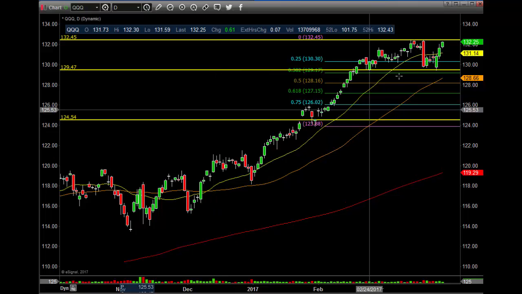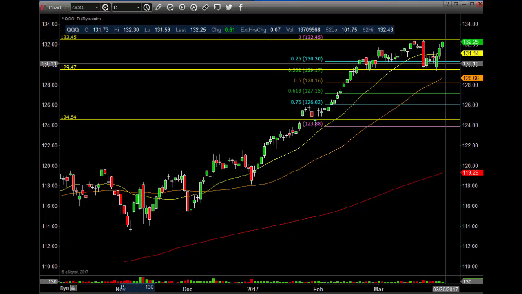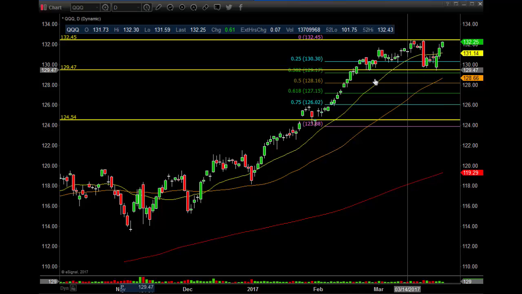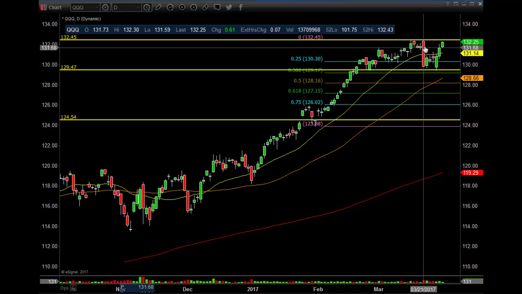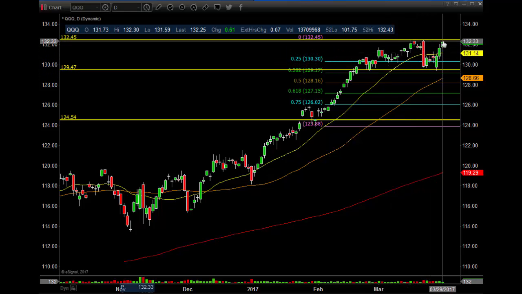Let's look at the Qs. Qs had a nice retrace, same pattern. Okay, so we're looking at this pattern on the Qs, pretty much the same thing. You have an inside bar going up to the all-time high, 132.43. Again, if it's bullish, it needs to get back above this inside bar and then shoot for the stars, basically 135, 134 area. But again, it needs to get above there.